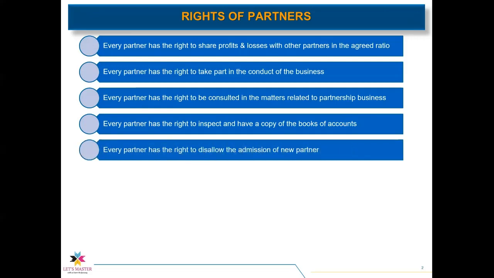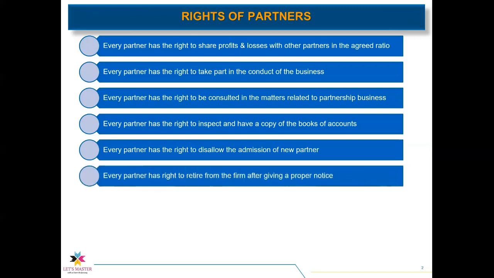Then next is every partner has the right to disallow the admission of a new partner. So for example, a partnership firm is already existing and four partners are carrying out the business. And if one partner proposes to bring in a new partner, then all the other three partners should agree. Then only a new partner can be admitted. If any of the partners denies or disallows the admission of a new partner, the new partner obviously cannot be entered into that partnership firm.